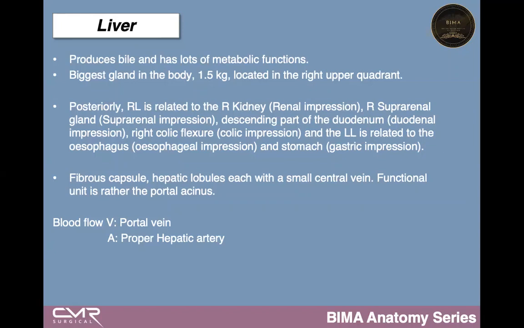Blood flow, you have the portal vein, which is draining the venous system, and the arterial blood supply is coming from the proper hepatic artery. Can someone please tell me in the chat box where the proper hepatic artery is coming from? If not, don't worry, I'll answer it. The proper hepatic artery is a branch of the celiac trunk.